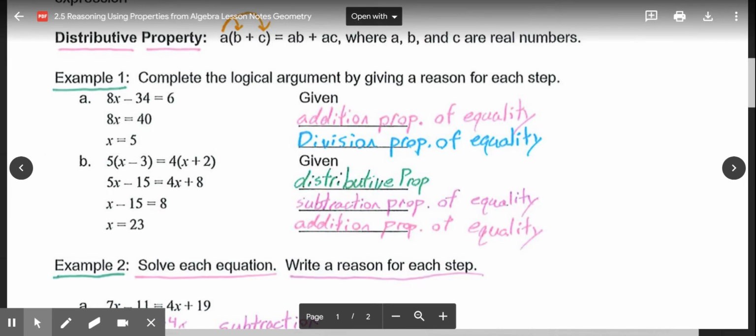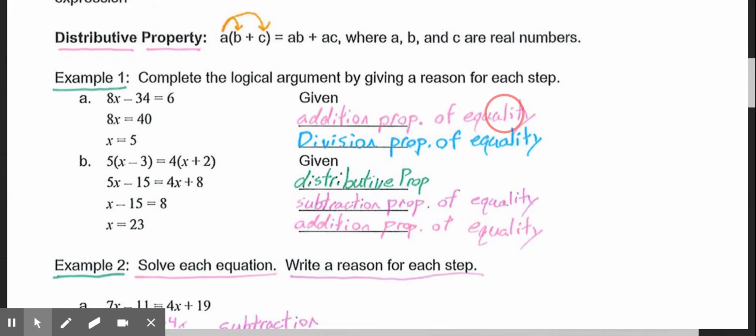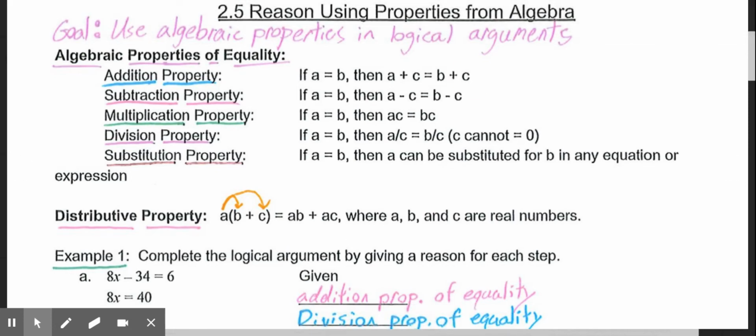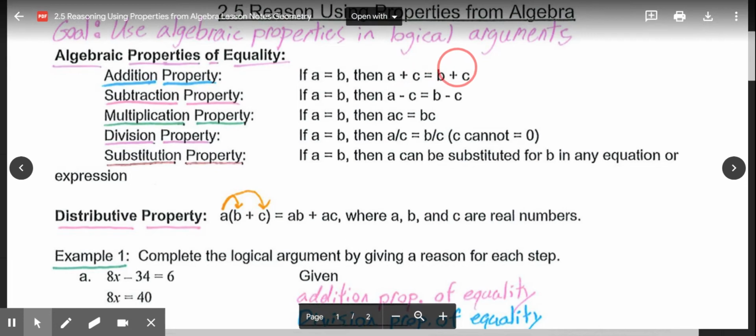Then from this first step to the next step, what I noticed is they added the 34 to each side, so 8x equals 40. So they're undoing the 8x minus 34. They're trying to solve for x by adding 34 to each side. So we're left with 8x equals 40. So what happened between the first and second step was the addition property of equality. They added 34 to each side. So A plus C equals B plus C.